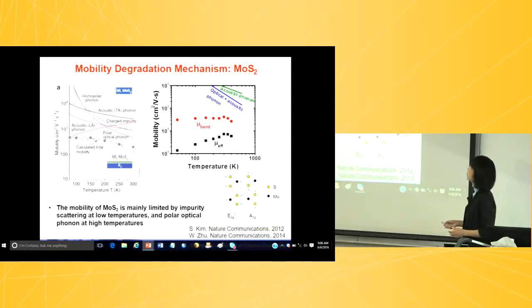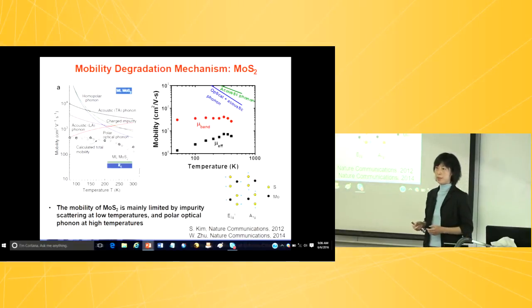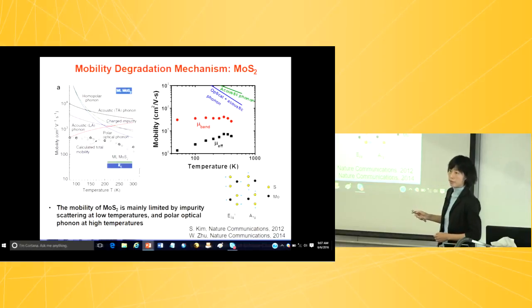For MoS2, the scattering source is similar. The difference is, for MoS2, the phonon limited mobility due to MoS2 itself is very strong. So here shows the measured mobility as a function of temperature and the simulated calculated mobility limited by phonons and impurities. So the top one is the mobility limited by acoustic phonon from MoS2. And this blue line is the mobility limited by homopolar phonon.